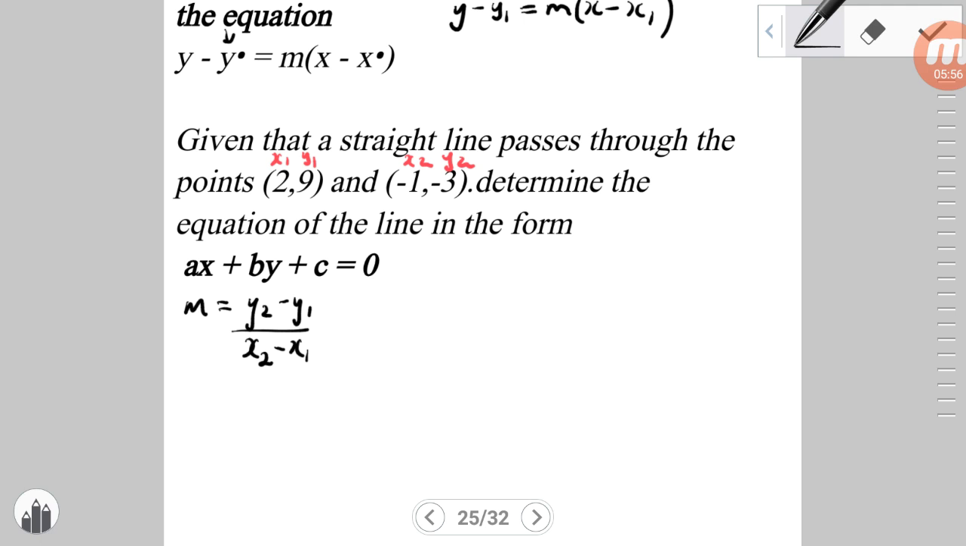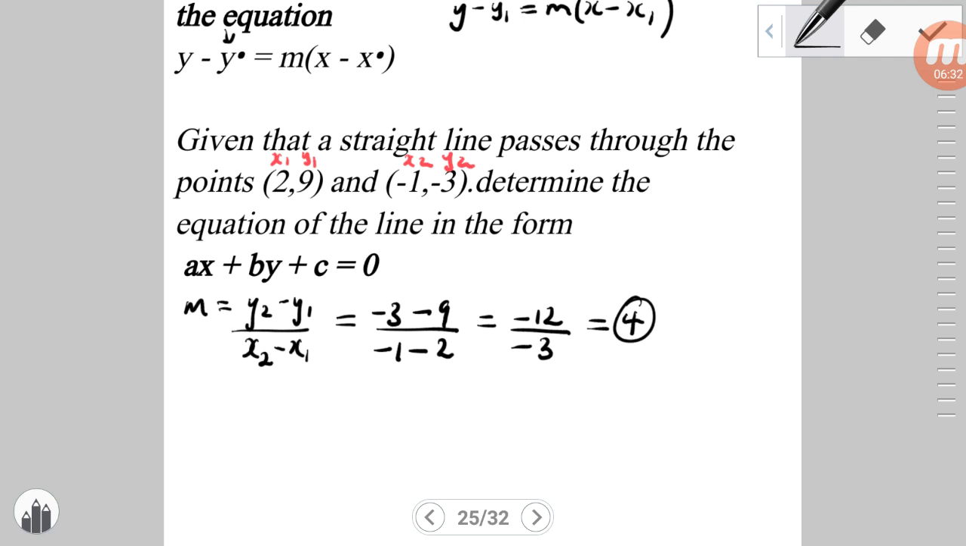All right, so here we have the fact that y2 is minus 3, and we're going to take away y1, which is 9, over x2 here, which is minus 1, pardon me, take away x1, which is 2. So math this out, we end up with minus 12 divided by minus 3, and so negative divides into negative is a positive, and 12 divided by 3 is 4. All right, so we end up with a gradient here of 4. Pretty easy. All right, nicely done.